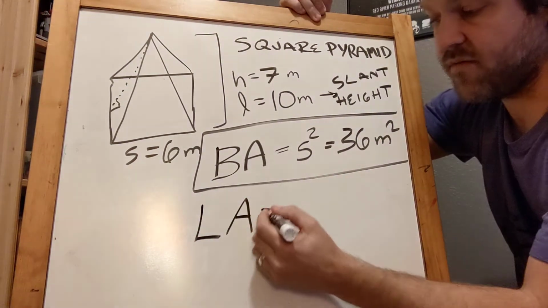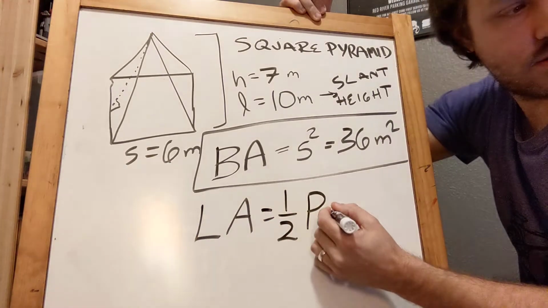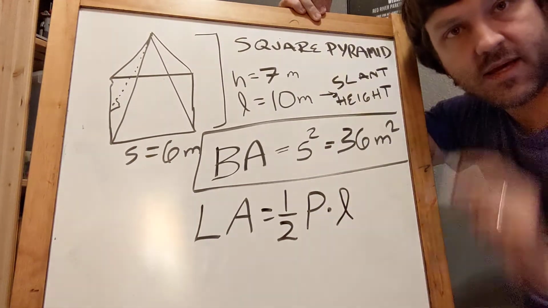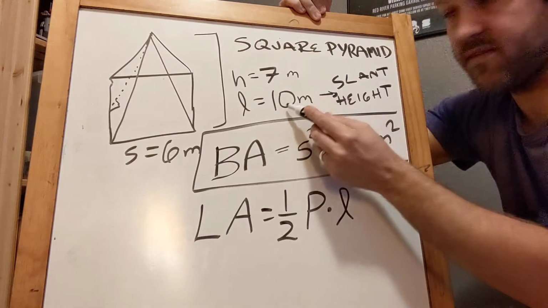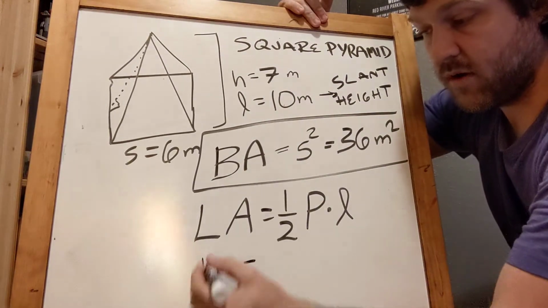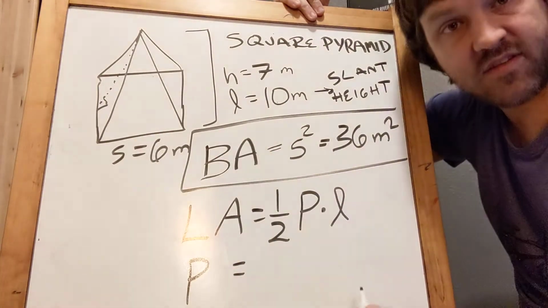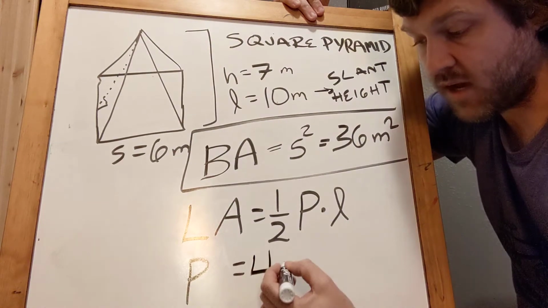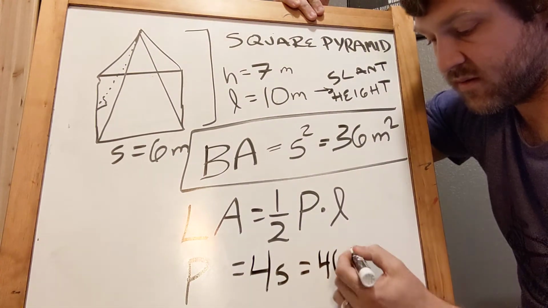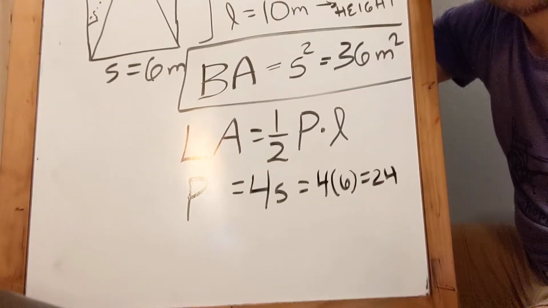Lateral area. The lateral area has the following formula: 1/2 perimeter times slant height, which is what that little script cursive L is. Slant height, that's this number here. So we need to find the perimeter. Since it's a square, the perimeter is 4 times s, which in this case is 4 times 6, which is 24.